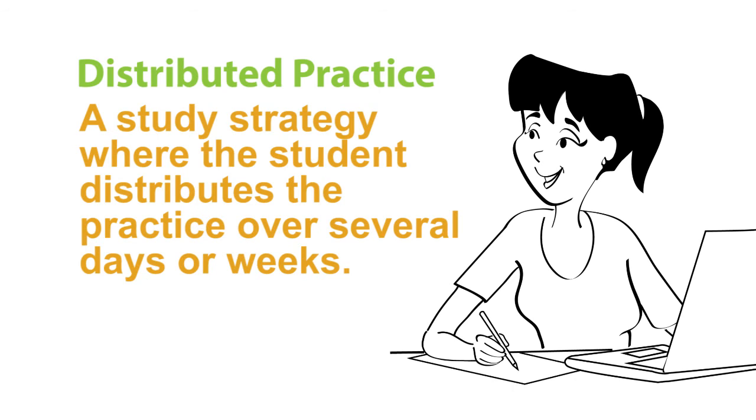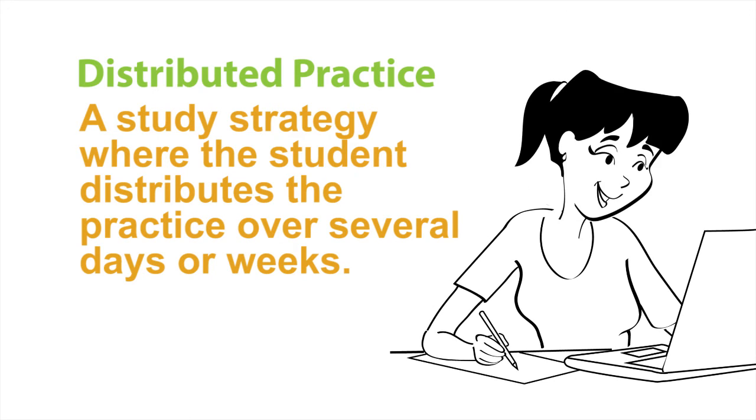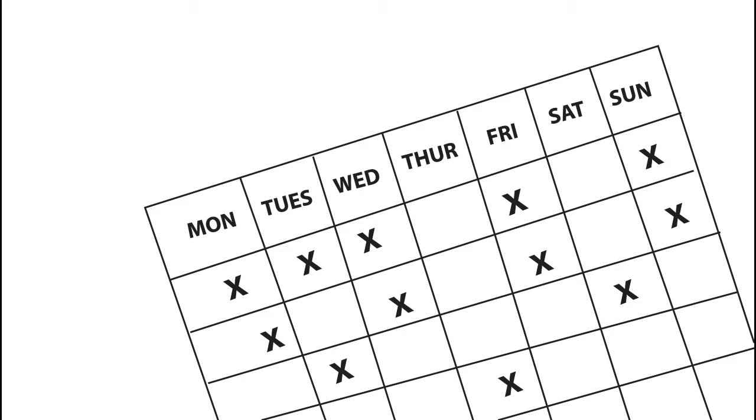Distributive practice is a study strategy where the student distributes the practice over several days or weeks. For instance, if Ruby will be tested on the material in 1 month, she should begin studying a little each day for 2 or 3 days, then study the material every other day for 6 days, then skip 3 days between sessions, then 4 days, etc.